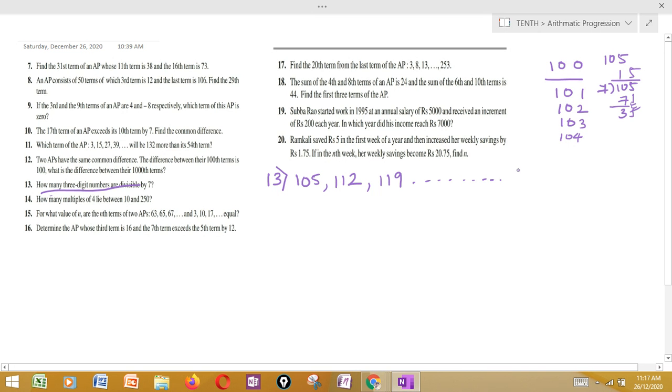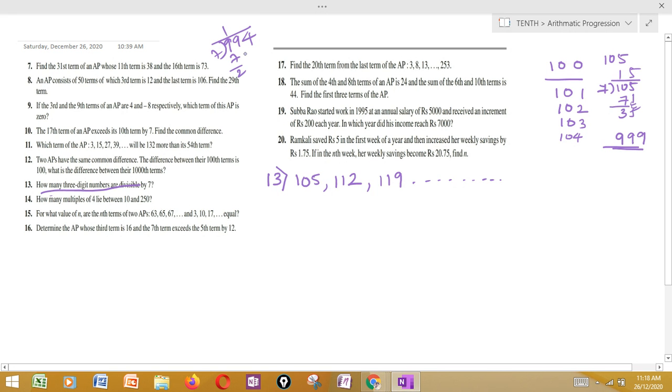At last, we need to get the last term, which is the greatest 3-digit number divisible by 7. The greatest 3-digit number is 999. Is 999 divisible by 7? No, sir. 998, 997, 996, 995 are not. And 994? Is 994 divisible by 7 or not?